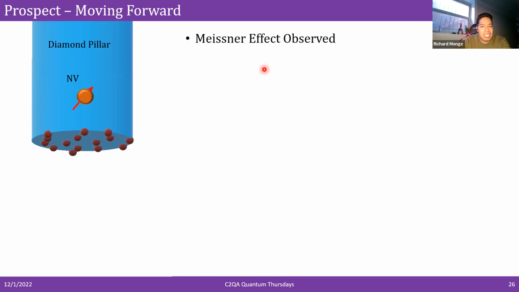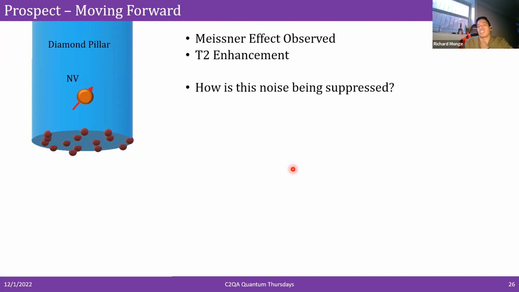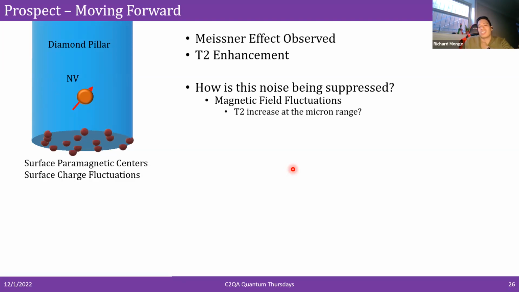So just to summarize, we're coming close to the conclusion. We observed the Meissner effect, which was expected. However, what was not expected was the T2 enhancement. And like I mentioned, where is the source of noise coming from? How is this noise being suppressed? There are 2 sources. There are magnetic field fluctuations.